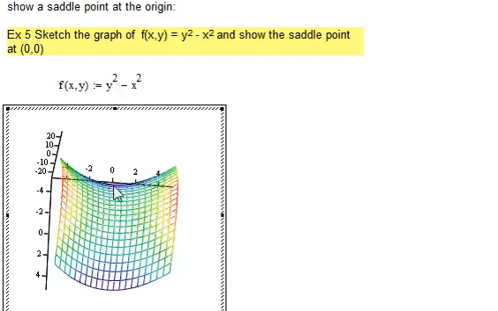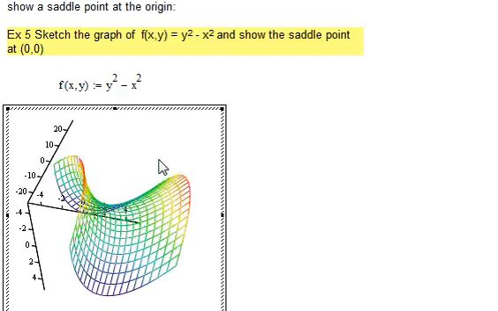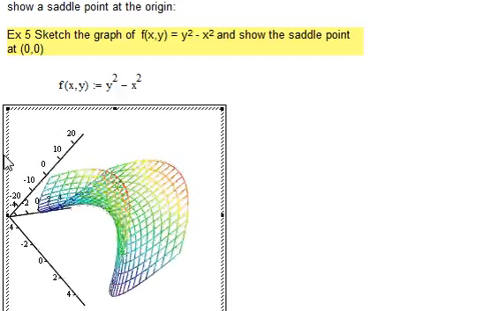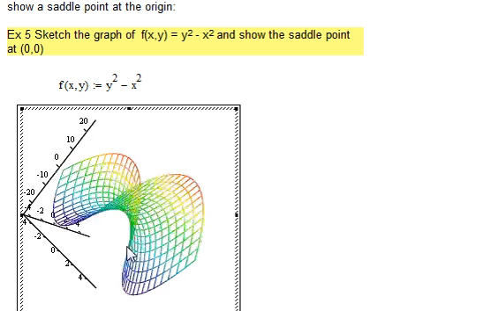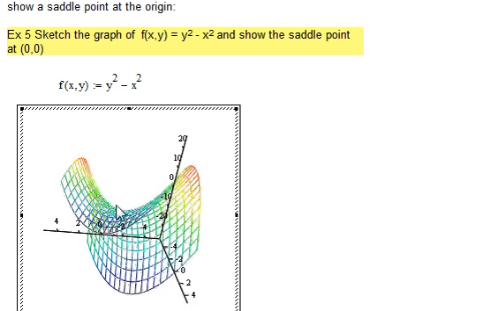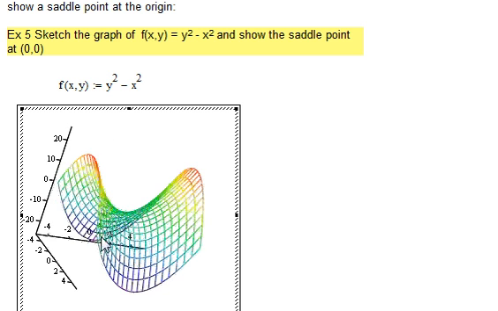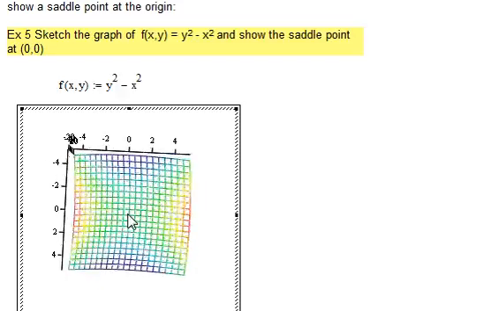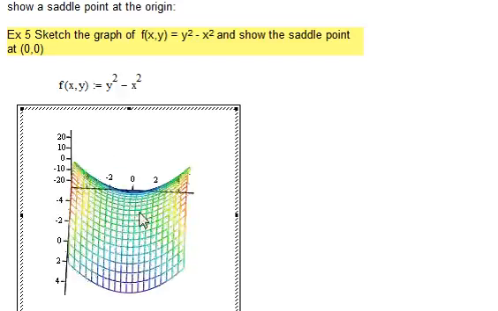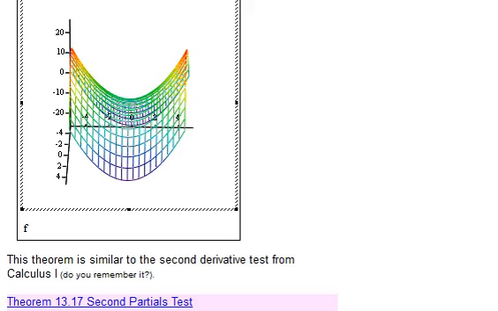You can see that in the y direction we have a maximum. I'm sorry, in the x direction, when we look at it this way, from the x-axis, it's a maximum. When we look at it across the y-axis, it's a minimum. And right at the point 0, 0, where x is 0 and y is 0, is what's called a saddle point. That's an interesting occurrence. We never had anything like that in Calculus 1.